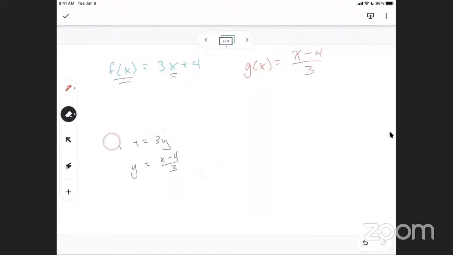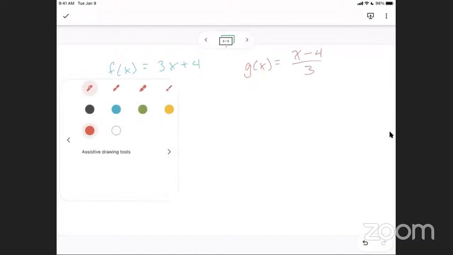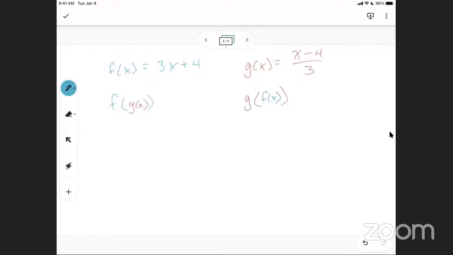Okay, now I'm going to erase all this as if I'm just asking you this question. Are these inverses of each other? So how do you prove that they're inverses of each other? Well, one way you can prove it is by plugging in f of g of x and then plugging in g of f of x and making sure they both turn into, at the end, x. That would mean that they're inverses. So let's see how that works.